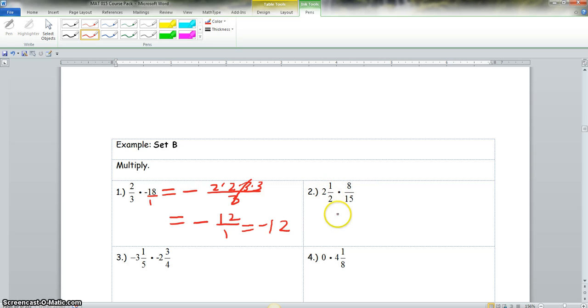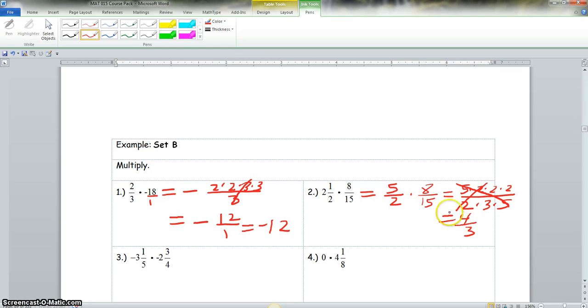Now we go here to number 2. Now we need to change this mixed number to an improper fraction. First of all, we know our denominator will stay 2. 2 times 2 is 4, plus 1 is 5. So this 2½ becomes 5 halves times 8 over 15. Now, the numerator, 5 is prime, and 8 breaks down to 2 times 2 times 2. Your denominator here, 2 is prime, and 15 breaks down to 3 times 5. These 2's simplify out, and these 5's simplify out. So you would be left with 4/3.